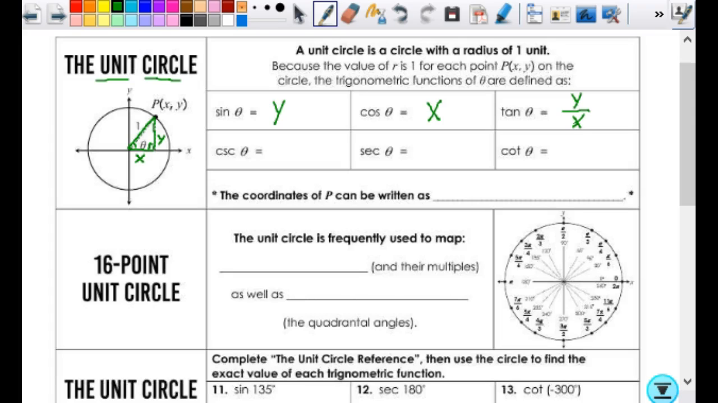Then cosecant, secant, and cotangent are reciprocal, right? What is cosecant the reciprocal of? Sine. So this is just going to be 1 over y. It's also 1 over sine theta, but it's 1 over the y value.